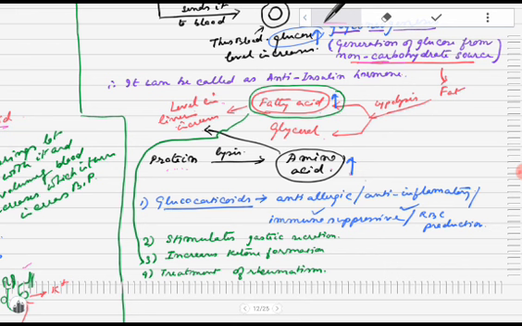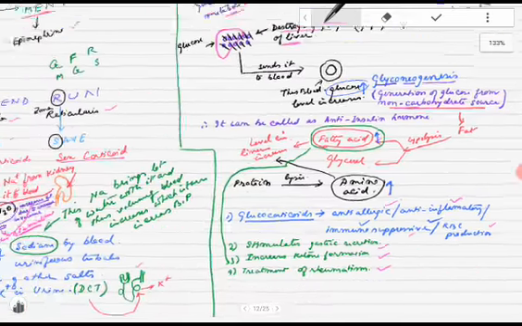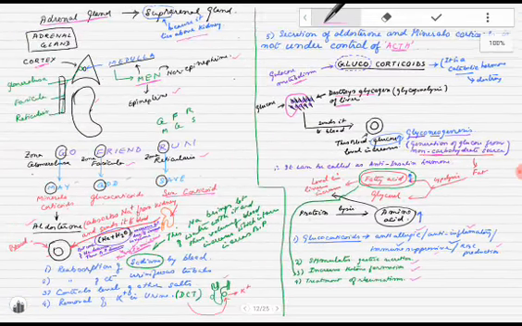Now this fatty acid stimulates gastric secretion, it increases the ketone formation, and it is also used in treatment of rheumatism. Now glucocorticoids are anti-allergic, anti-inflammatory, immunosuppressive, and they help in RBC production. So this is about the adrenal gland. So listen to it repeatedly so that you will be able to memorize it.